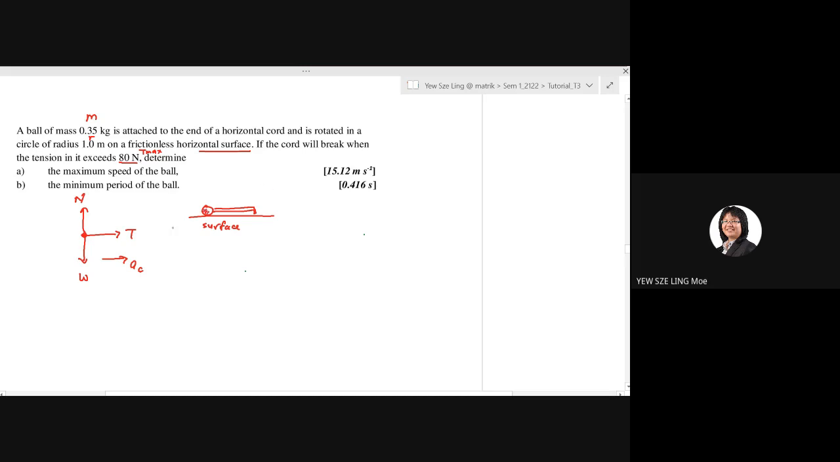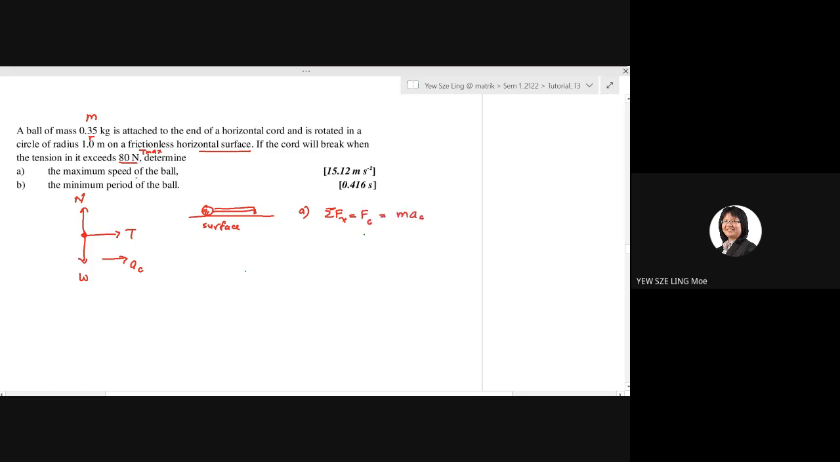Okay, you swing it, so there's a tension. On a frictionless surface, if the cord will break when the tension exceeds 80 Newton, determine the maximum speed of the ball. So tension is happening along the x component, which means now what are we going to do? If you look at the free body diagram, the x component involves the circular motion AC. So summation Fx, which is Fc, equals MAC.